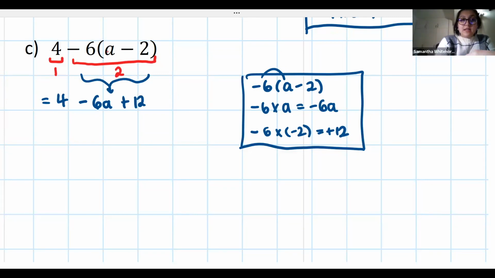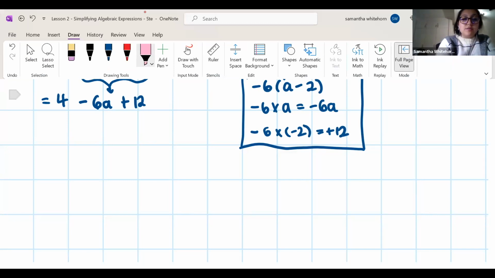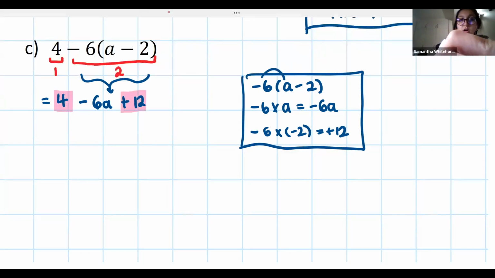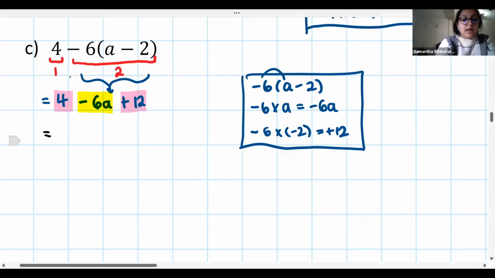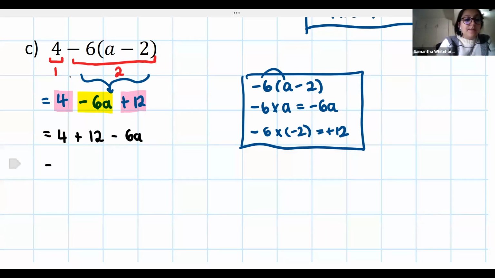Once I've done that, I move on to my final third step, which is identify like terms. So 4 and 12 are constants. They are like terms with each other. This -6a is a group all by itself. It's got an a in it. It needs to be grouped with a. We can now add and subtract our like terms. If you need to write them next to each other in order to do that, that's absolutely fine. You don't have to, but you can. And so we get 4 plus 12 is 16 minus 6a.